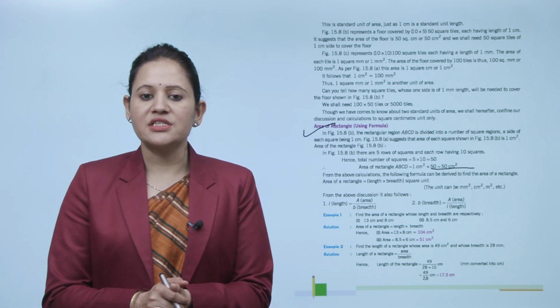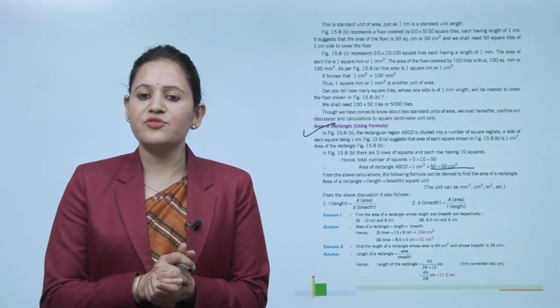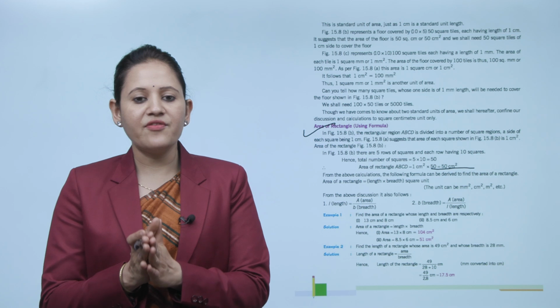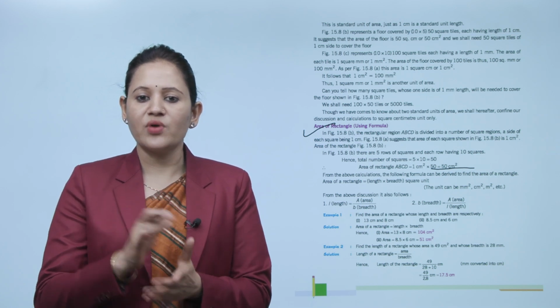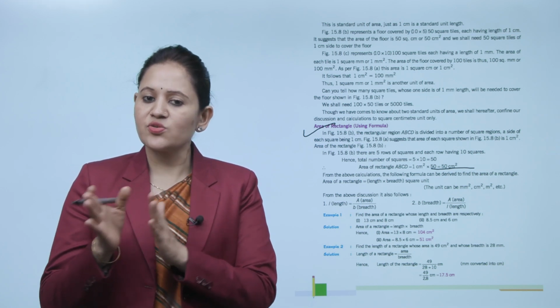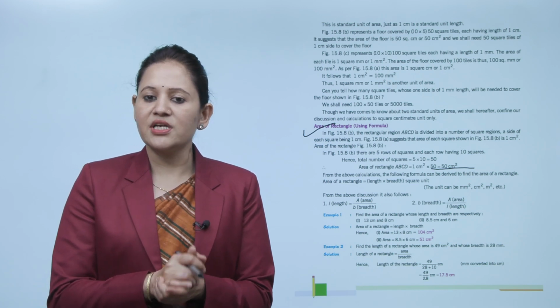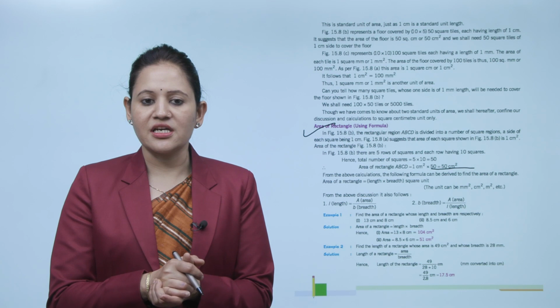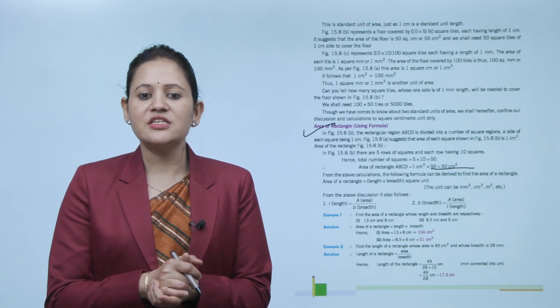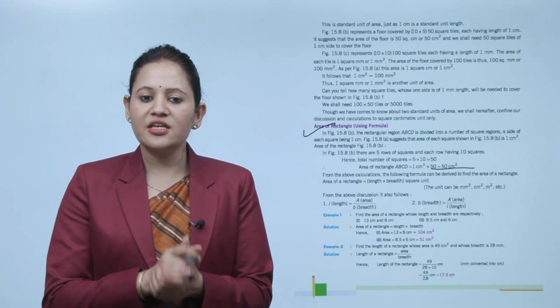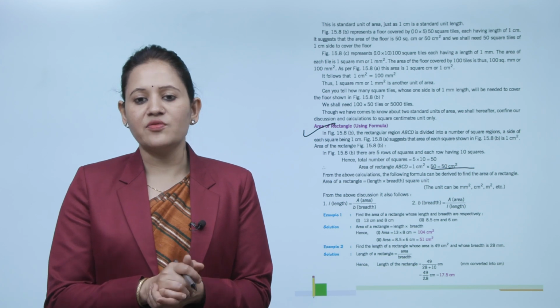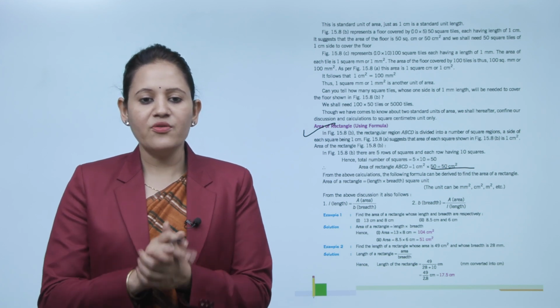From the above calculation, the following formula can be derived to find the area of a rectangle. Area of rectangle equals length into breadth square unit. We always find area in square units. So the unit can be millimeter square, centimeter square or meter square, etc. From the above discussion, it also follows that length equals area upon breadth and breadth equals area upon length. Now we'll take an example.